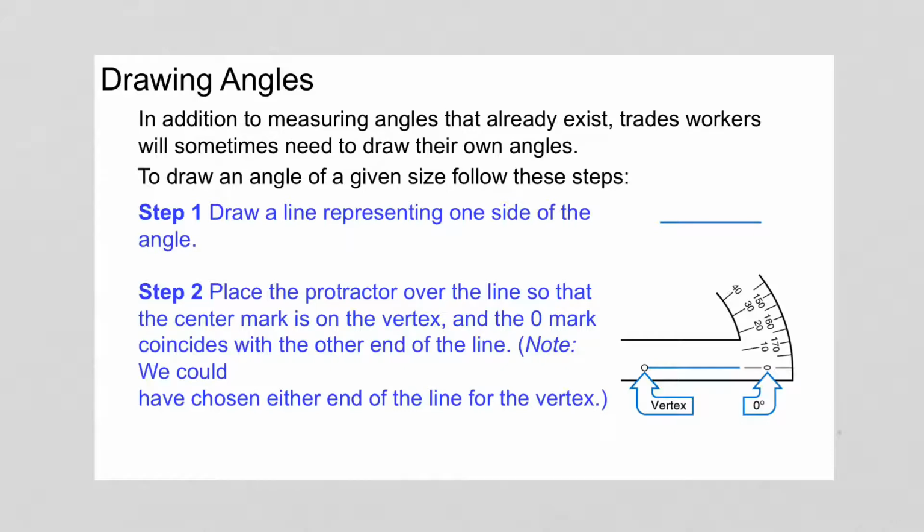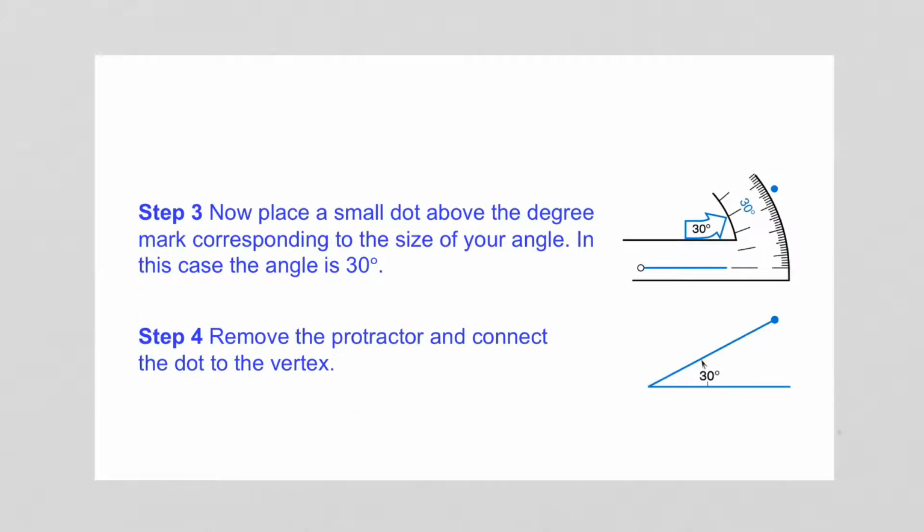To draw an angle, you start with one side. And then if you've got a certain measure you're trying to have, then you're going to place your protractor on top of it. And then kind of mark with a little dot or something the angle that you're looking for. This one was 30 degrees. And then connect that dot with the vertex.